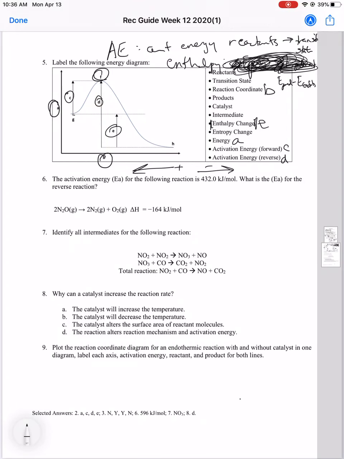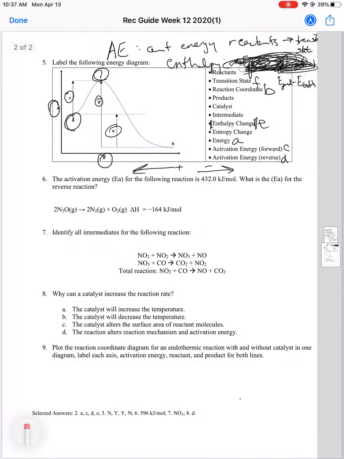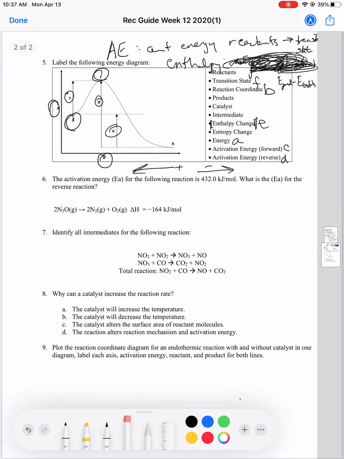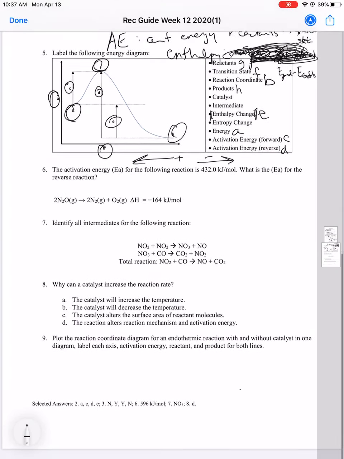EF, we already talked about this. This is the transition state. Let's see. So the transition state, again, is that high energy intermediate state. G, again, those are what we're starting with, so those are our reactants. And then H, our last one, those are our products, because that's what we end up with.